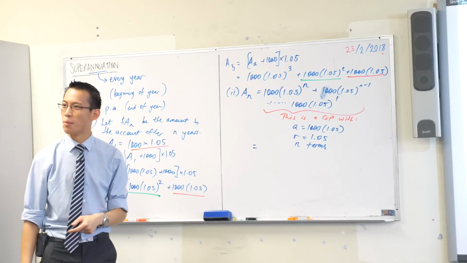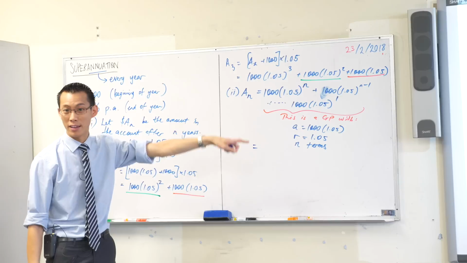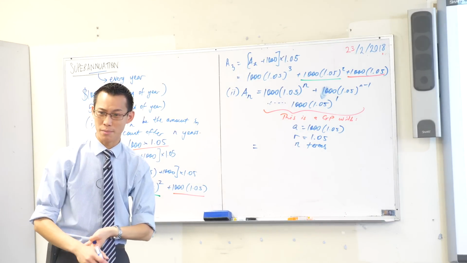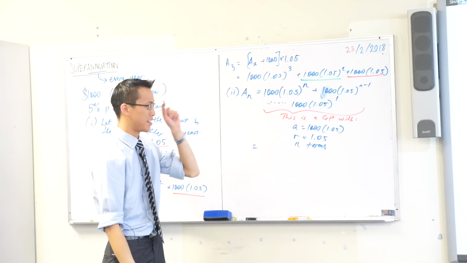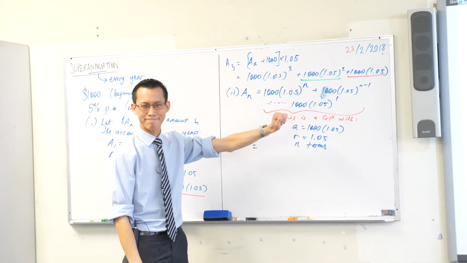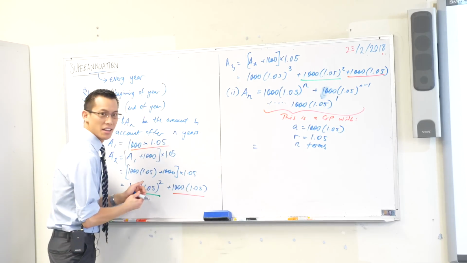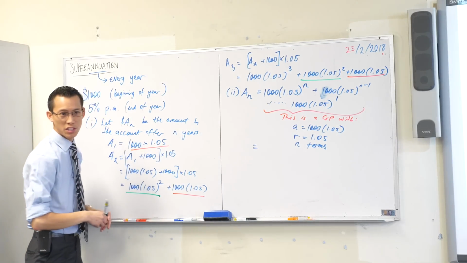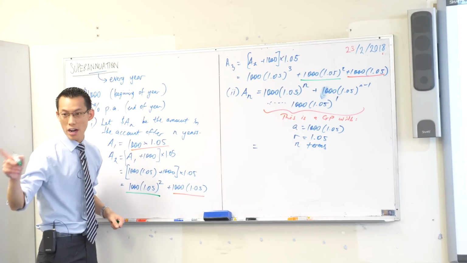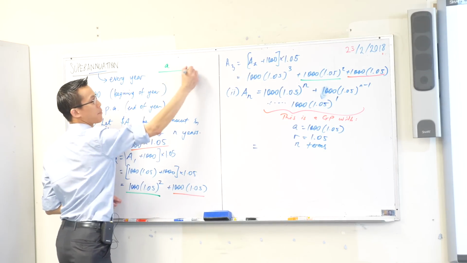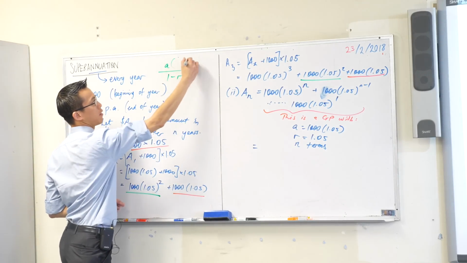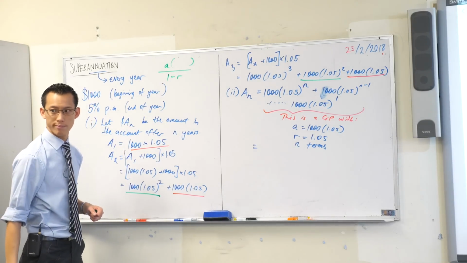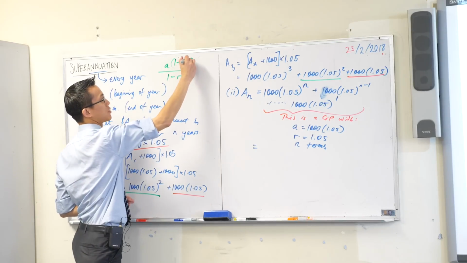Why did I go to the effort of pointing out that it's a GP? It's so that I don't have to write every single term. It's so that I can use a formula. What's the formula I can use for the sum of a GP? There are two formulas, right? Do you remember what the two are? Yeah, that's right. I'll give you a clue. They both start with an A and they both are fractions. Okay, so there's this one, and then what goes up here? 1 minus r to the n.